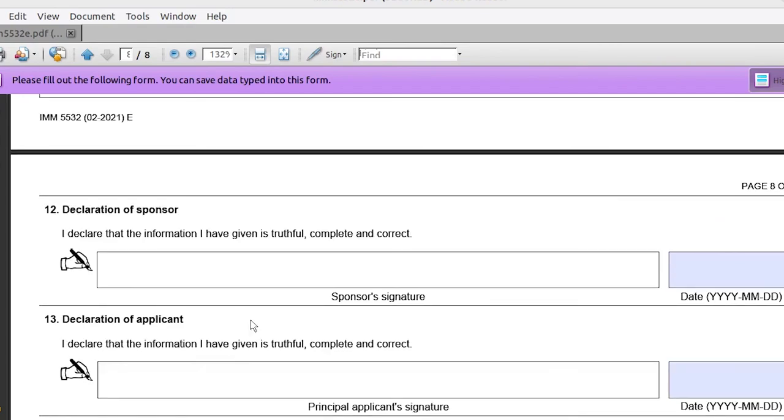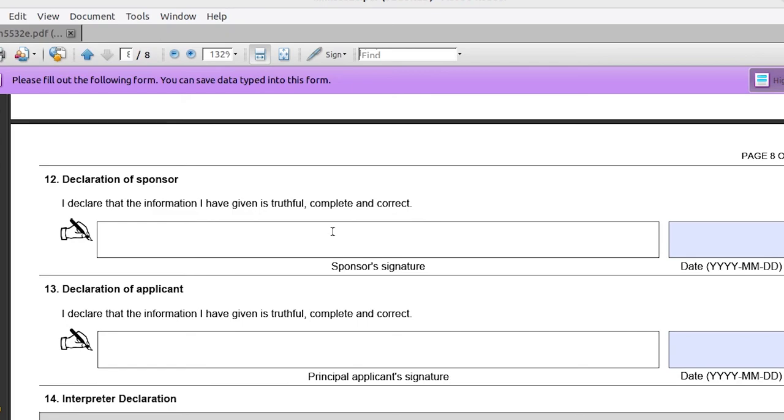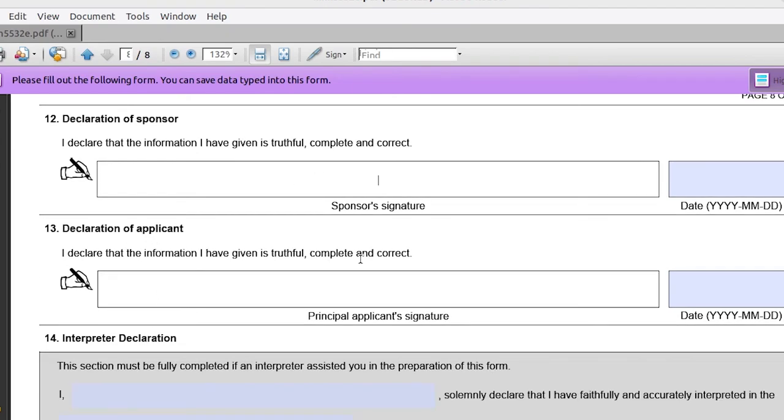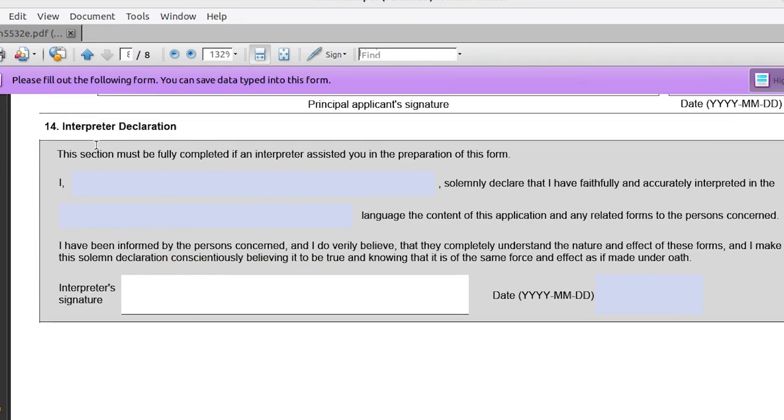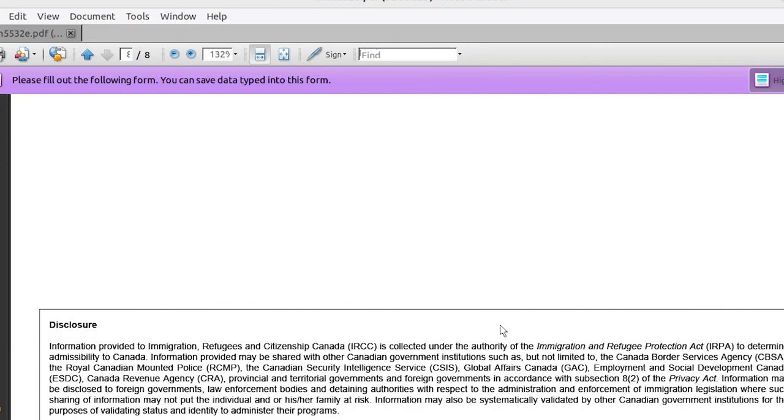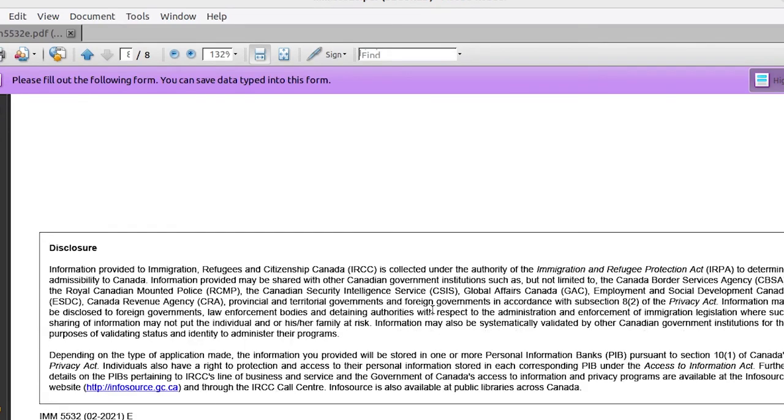Then here, this is the declaration of sponsor. I declare that the information I have given is truthful, complete, and correct. So I'm the sponsor, I'm going to sign here. Declaration of applicant, principal applicant, my wife is the principal applicant, she is going to sign here. And we need to add today's date here. Alright, then interpreter declaration. This section must be fully completed if an interpreter assisted. So we are not taking any help from an interpreter, so we will leave this section empty. And this is the end of the form.